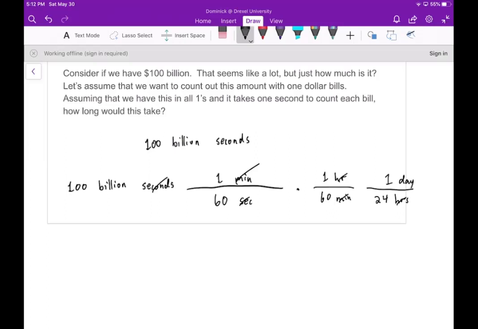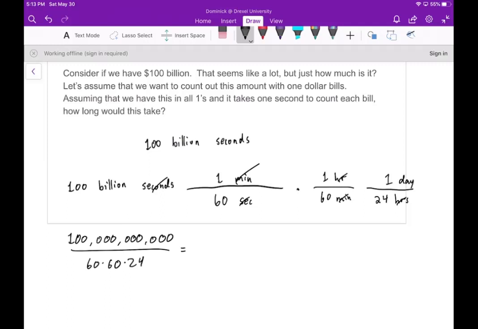Right? So if I take 100 billion and I divide it by 60 times 60 times 24, that will give me how many days it will take to count out this money. So if we do that, okay, and then divide it by 60 times 60 times 24.